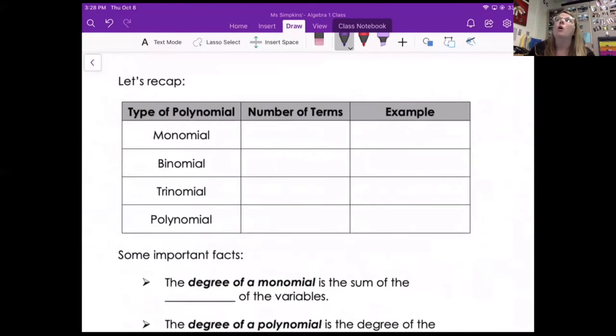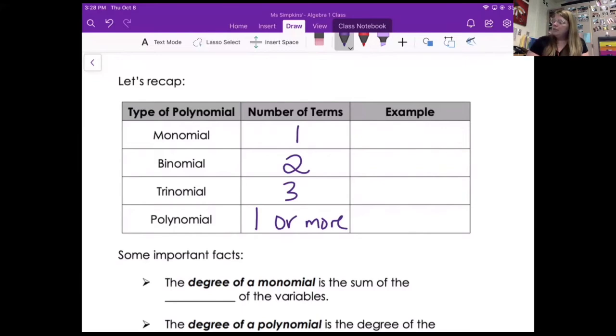Okay, so remember, monomial is 1, binomial is 2, trinomial is 3. Polynomial is not 4 or more. Polynomial is all of them. So polynomials can be 1 or more. You know how a natural number is also a real number? A monomial is also a polynomial. A monomial is just a more specific name we could give it.